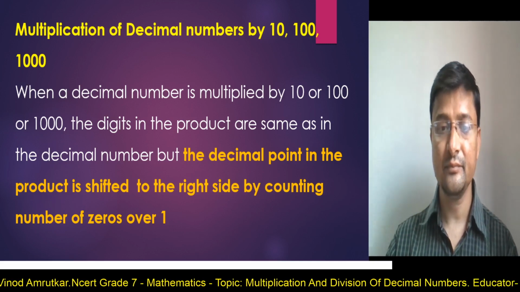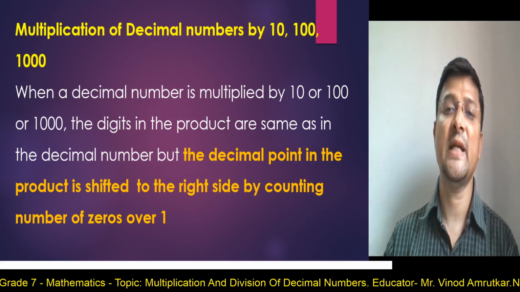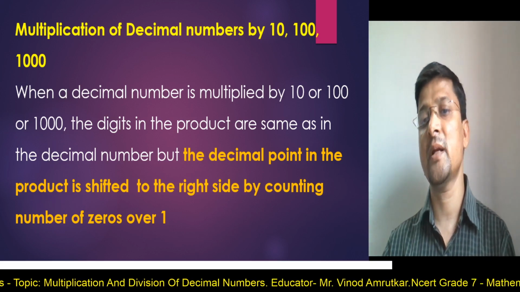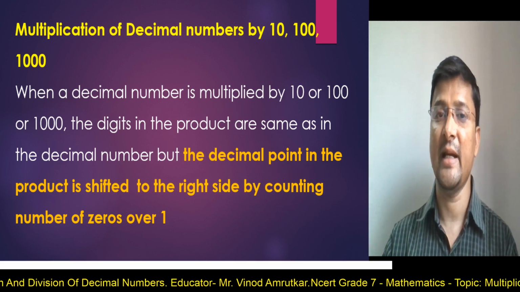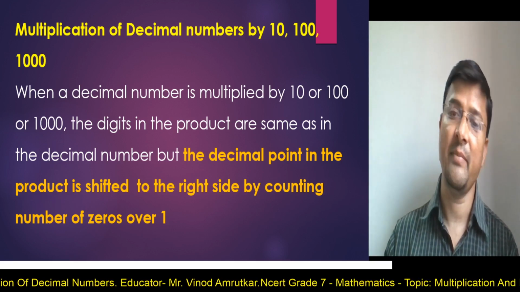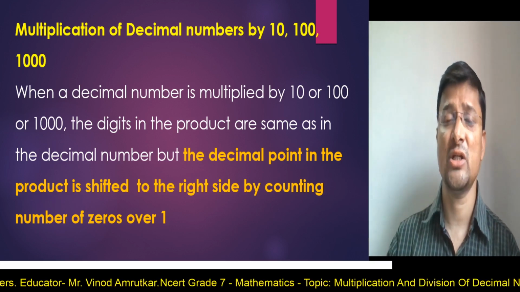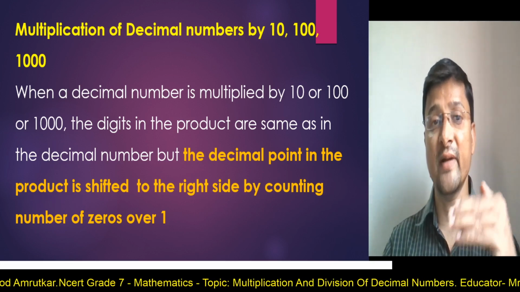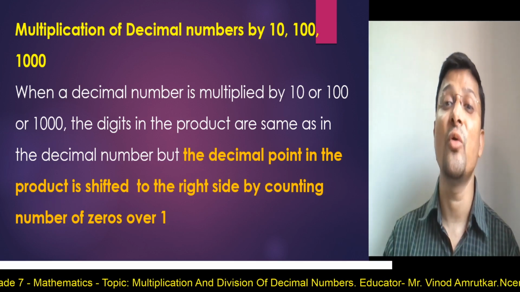Okay. So students, in today's topic, we learned how to multiply decimal numbers by a whole number or a decimal number by a decimal number. Then we learned how to multiply decimal numbers by 10, by 100 and by 1000. Students, in the next section, we will learn how to divide two decimals. How to divide one decimal by another decimal. How to divide one decimal number by whole numbers.